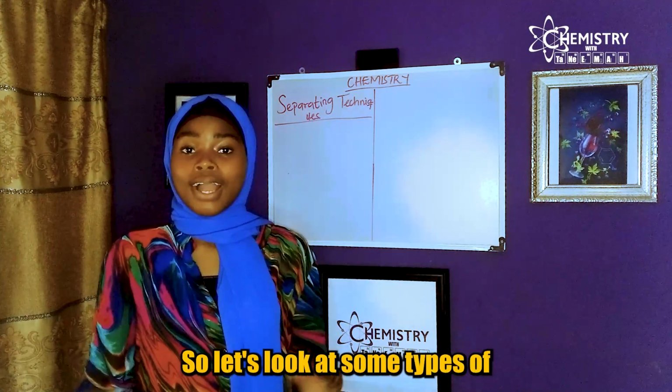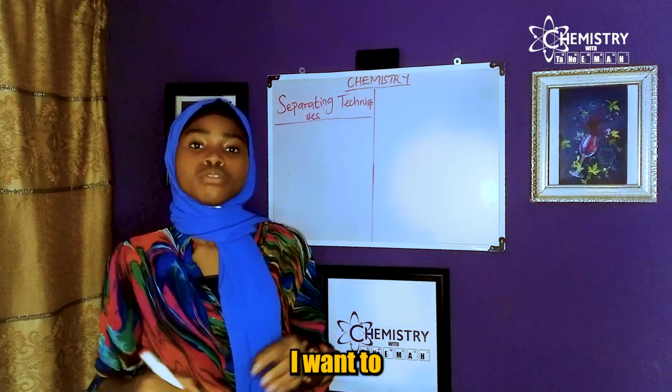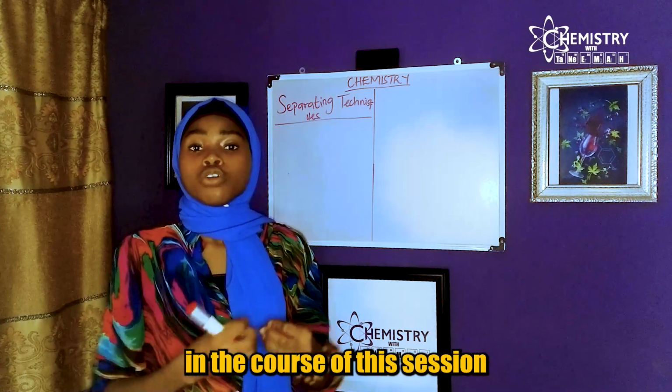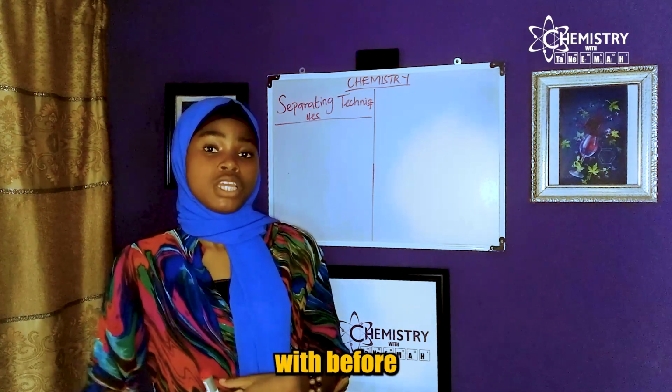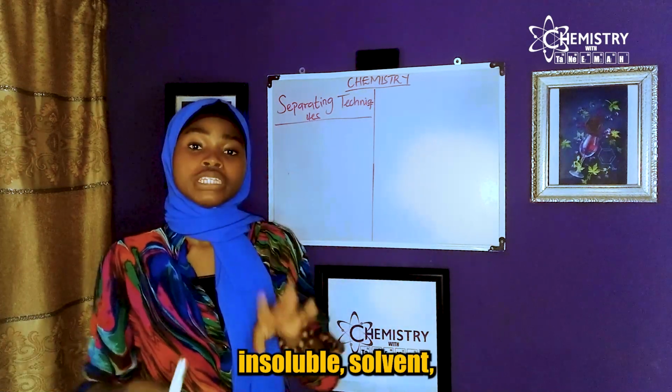So let's look at some types of separating techniques together. But before we do that, I want to quickly chip in some terms that we might be using in the course of this session that you might not be familiar with. And they are just four: soluble, insoluble, solvent, and solute.